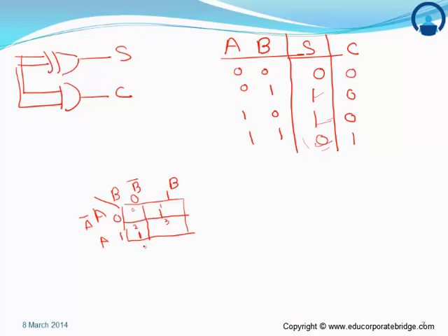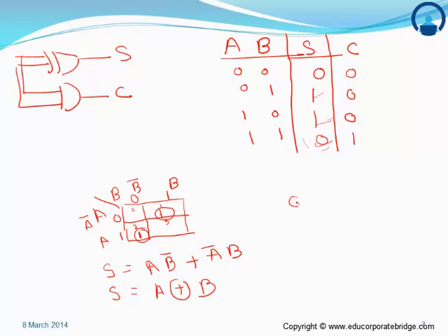So to take the equation for this one and for this one, the equation for sum will be A B bar for this, plus A bar B. That is, the equation for sum is A XOR B.